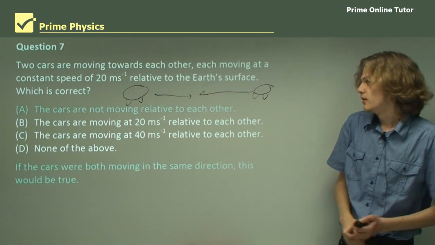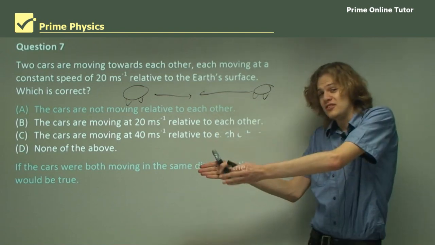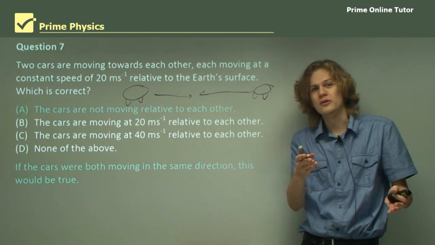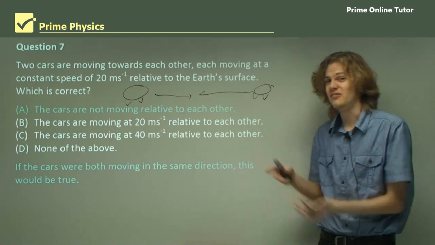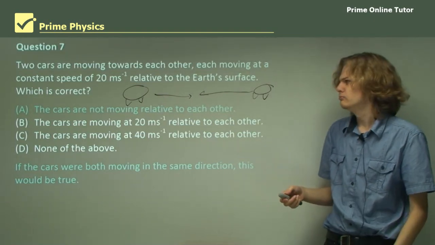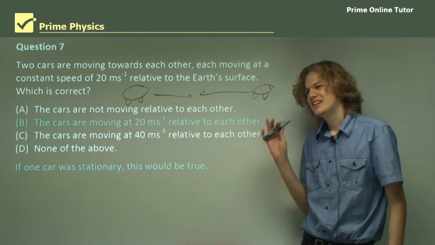Is it A? The cars are not moving relative to each other. Well, if they were moving in the same direction, this would be true, and that's why cars don't appear to move when you're traveling behind another car on the highway. But if they're moving towards each other, this isn't the case. Well, could it be B then? The cars are moving at 20 meters per second relative to each other. That's not the case.